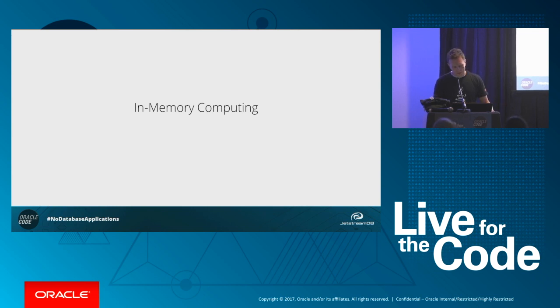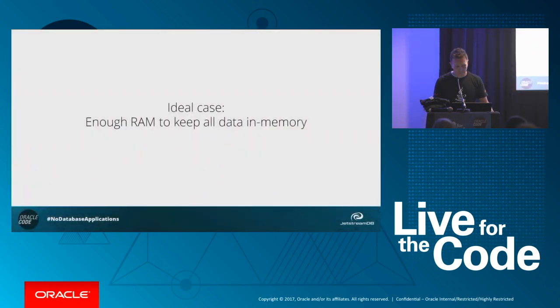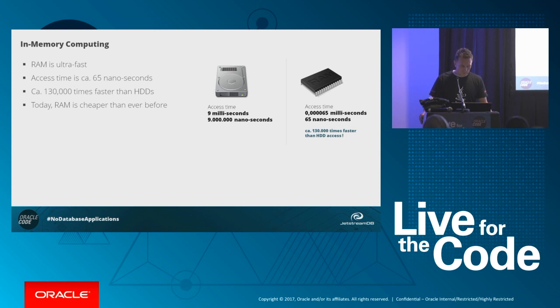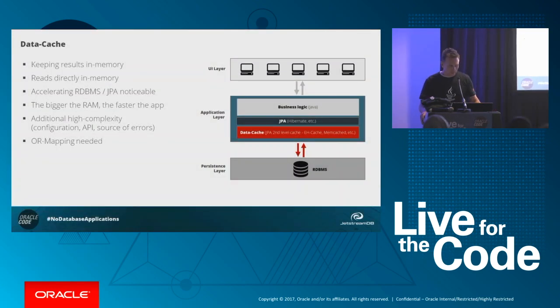So we looked for in-memory technologies, and when we talk about in-memory, then you should have a lot of memory, of course. So the ideal case is having enough memory. It depends only on the price, on the cost. And why in-memory? RAM is very fast, about 100,000 times faster than hard disk access, and RAM is much cheaper today than ever before. So in this area we have 3 different approaches. We have the data caches.